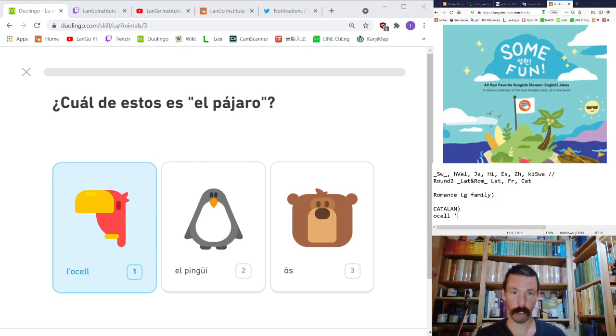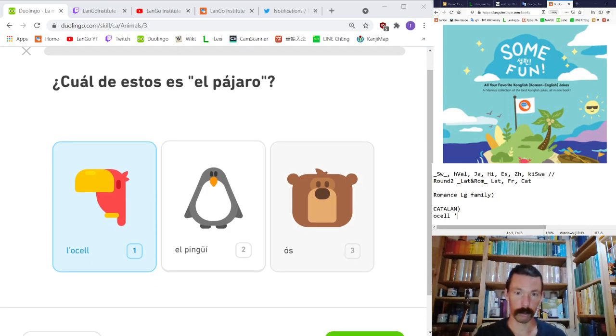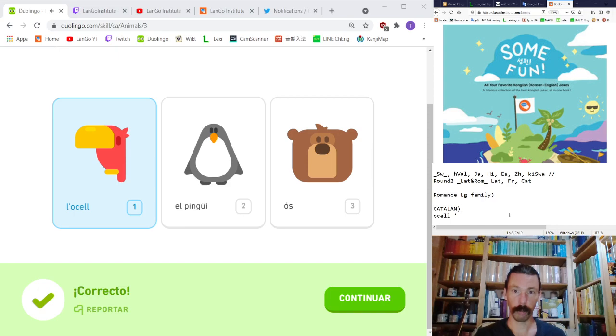Bird, pájaro, comes from a different Latin word. But they both go back to Latin. Ocell. I think it was originally a diminutive suffix, this -ell, and the o goes back to avem, the bird, accusative. And the nominative was avis. That's where you'd find it in the dictionary. So this is the root of avid and aviation and lots of others. Auspicious.